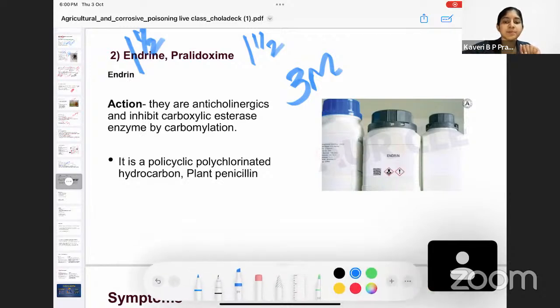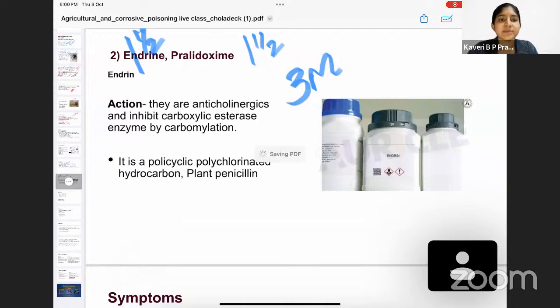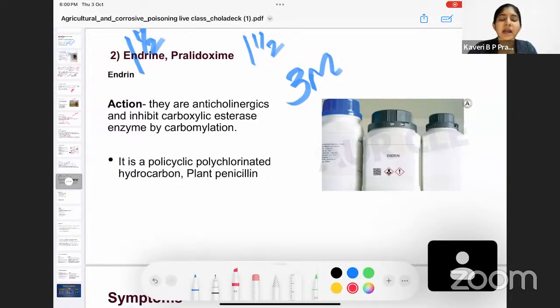Now coming to endrin, the action. They are anticholinergics and inhibit cholinesterase enzyme by carbamylation. So whenever you write it, it is a very specific point. You're specifically telling what it will do, so it will fetch you that mark. Now coming to what it is. It is a polycyclic polychlorinated hydrocarbon. It is also called plant penicillin.